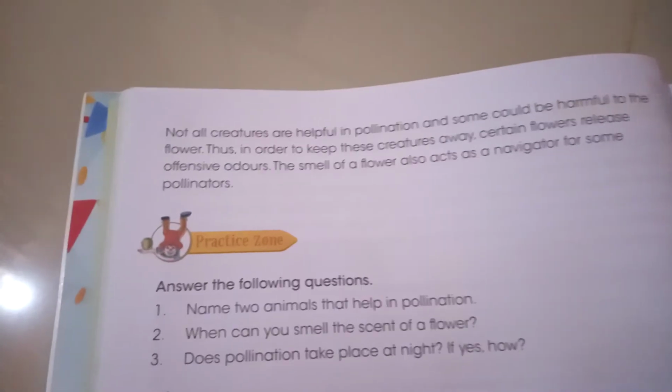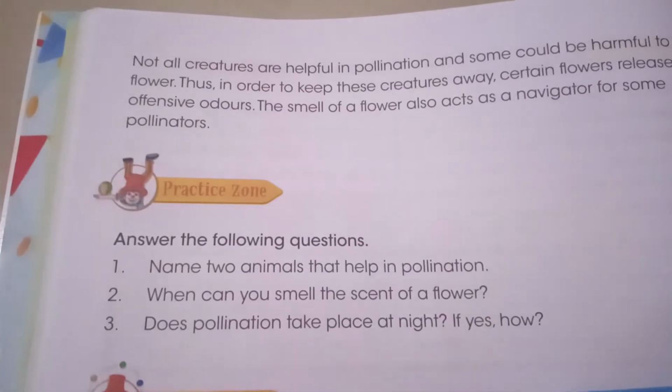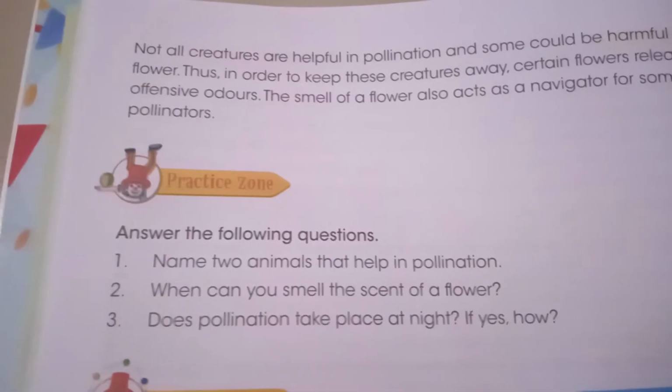Then after this explanation, I gave you something to do at home. That's a homework, and you have to answer a few questions. The first is: name two animals that help in pollination. The two insects that you can name are those that help in pollination. It can be bees, you can take the butterfly, bat, moth, you can take any name.